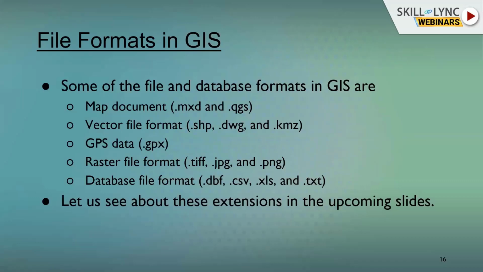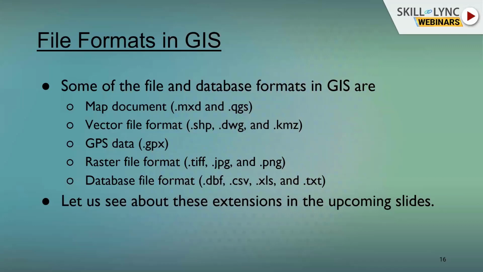Likewise, we also store our data, which is of two types: vector and raster. What is vector? What is raster? That I would be explaining to you in the upcoming slides. But just to brief you, guys, this sort of data extensions are there. .mxd is there, .qgis is there. So it actually depends on the different software. Okay, so vector file formats are saved into .shp.